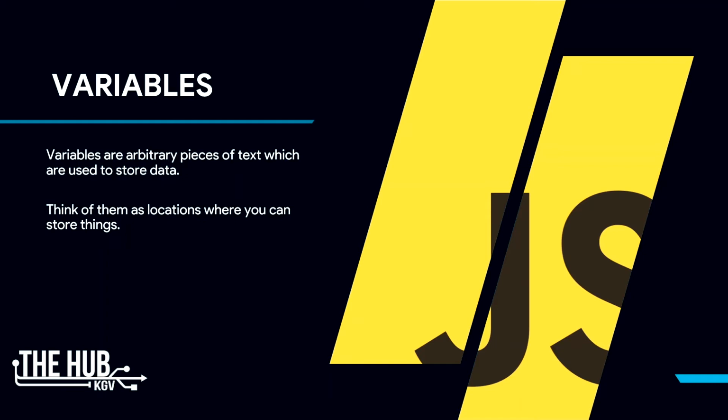Variables are arbitrary names that can store data. Think of them as a data location that you can call upon later. For example, I can make the variable name hold a string containing the hub. Later, when I want to output the data again, I can just write console.log name instead.